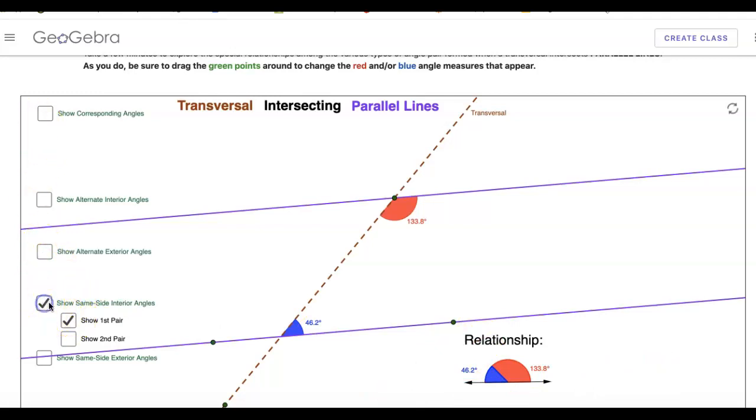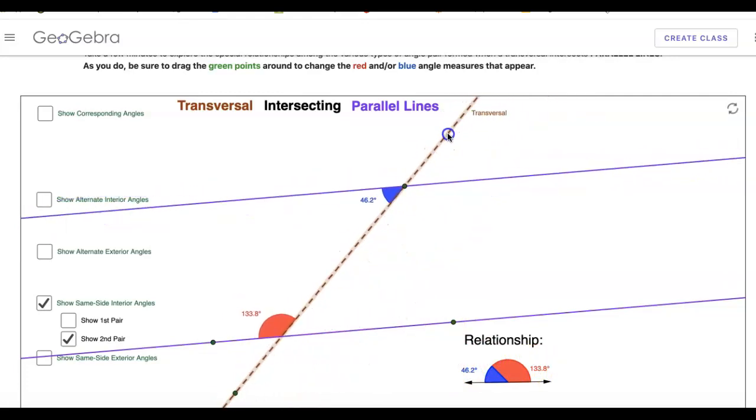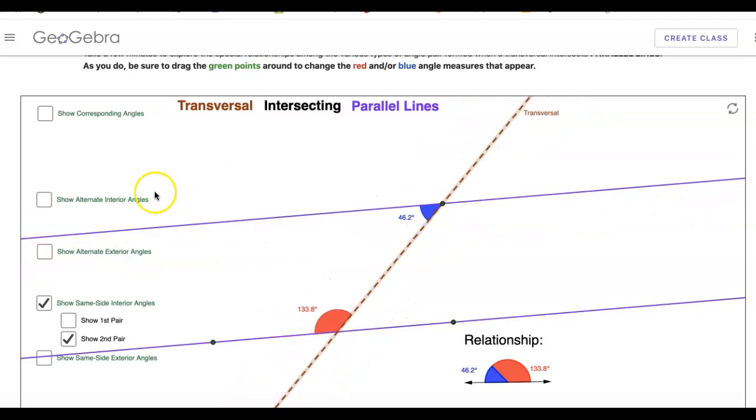So I'm going to click this one. It says same side, interior. So that word first, same side, means that they're on the same side of the transversal. And the interior part means that they're on the inside of those purple lines. There's also another pair. So I'll put those right there. You can kind of see that. And they are related. So if you want to look at the relationship, it's right down here. If you were to add those two numbers, you actually get 180 degrees. And again, we can slide this. Their angles are not changing.